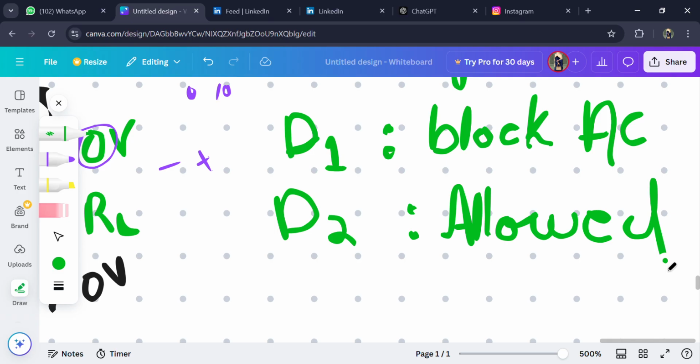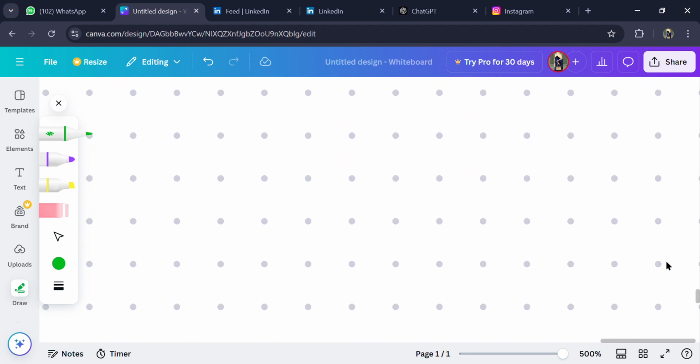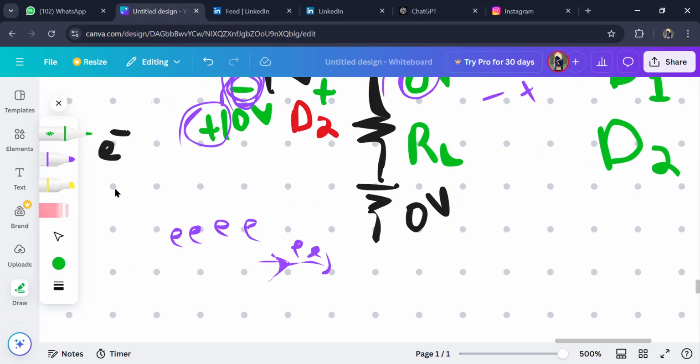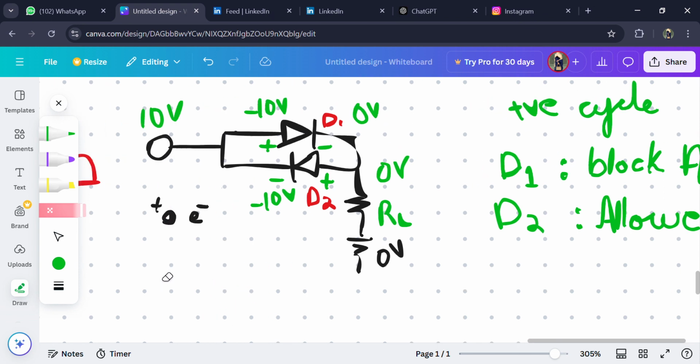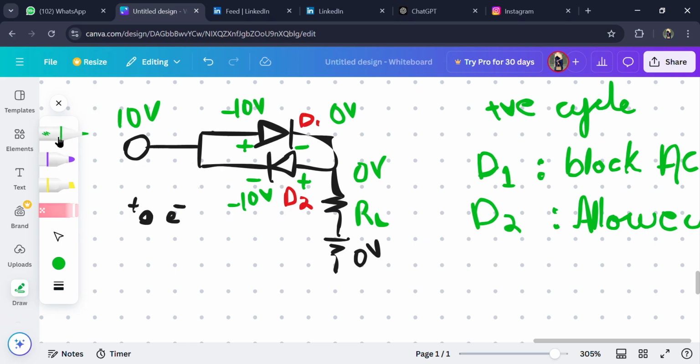So this was the basic condition. Now let's consider the negative cycle of the AC. Now in the second case, let me first remove this one so we could have some space to actually do it again. Well, everything will remain the same, but only the polarity of the wave will change. Okay, so here I have just removed the sine wave so we could have some space.